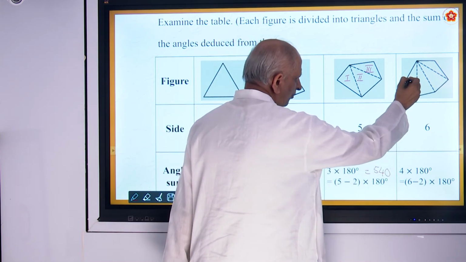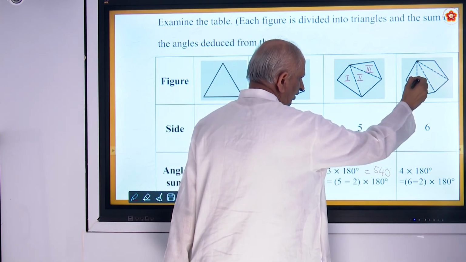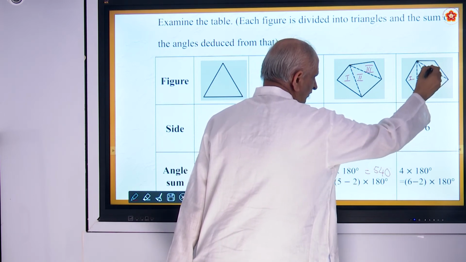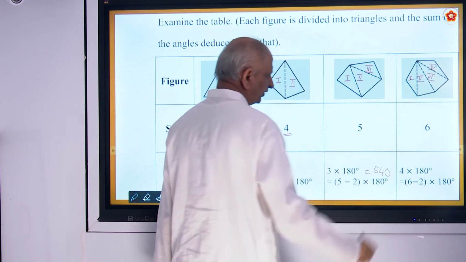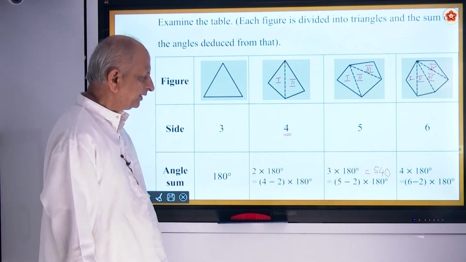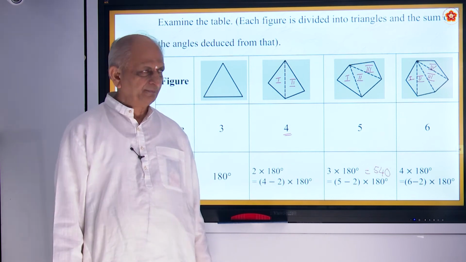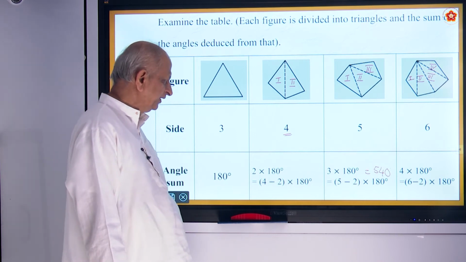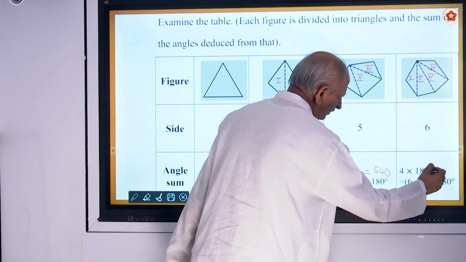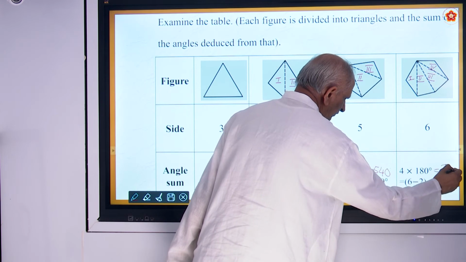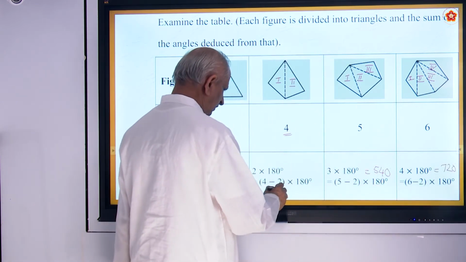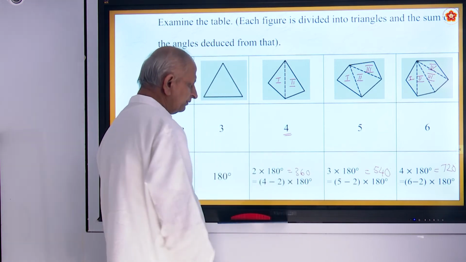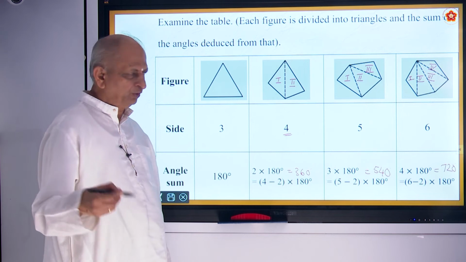In this case, how many triangles do you have? By drawing diagonals from one point, you have 4 triangles, so 6 minus 2, that is 4 triangles. One triangle is 180, so 4 triangles is 180 into 4, that is 720 degrees. So this will be 720 degrees, the sum of all the angles. Here this is 360 degrees, this is 180 degrees. Like that you can go on extending.